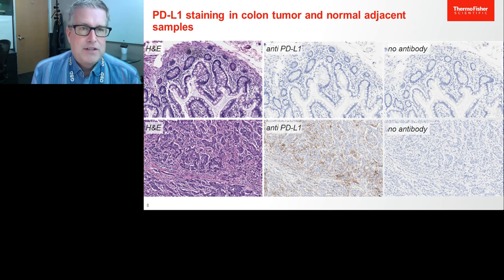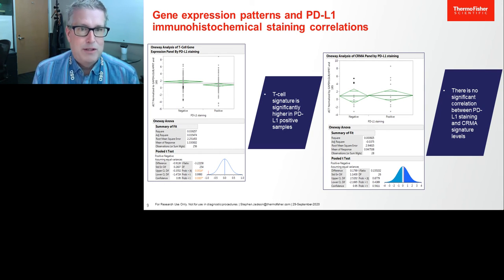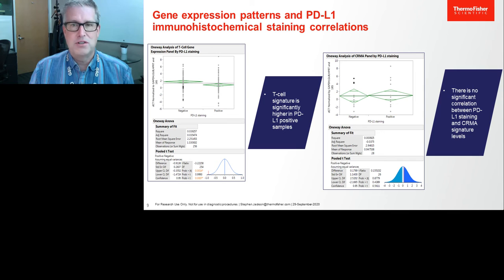So now if we look at the PD-L1 positive versus PD-L1 negative staining, we can see that the T-cell signature is significantly higher in the PD-L1 stained samples. But again, when we focus on the CRMA subset of the genes, we don't see a difference in CRMA gene expression when we compare PD-L1 positive to PD-L1 negative stained samples. Again, not a terrible surprise since we expect there'd be some T-cell infiltration causing the upregulation of the T-cell inflammation-specific genes.